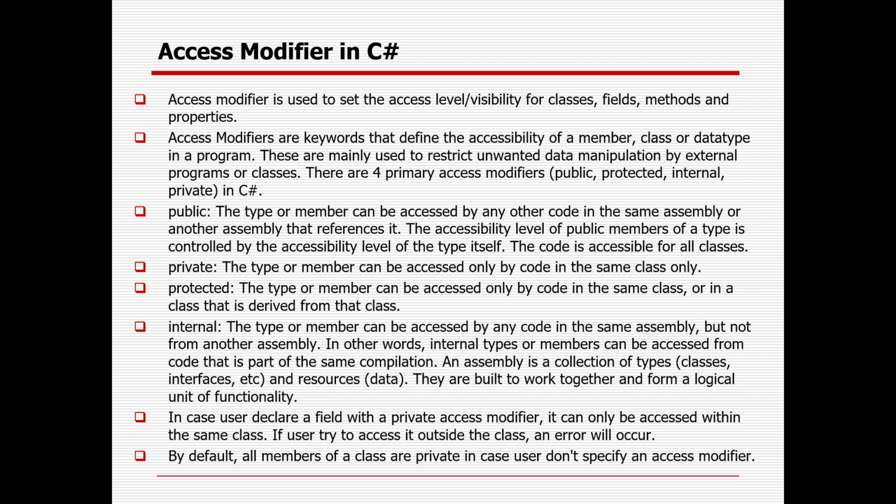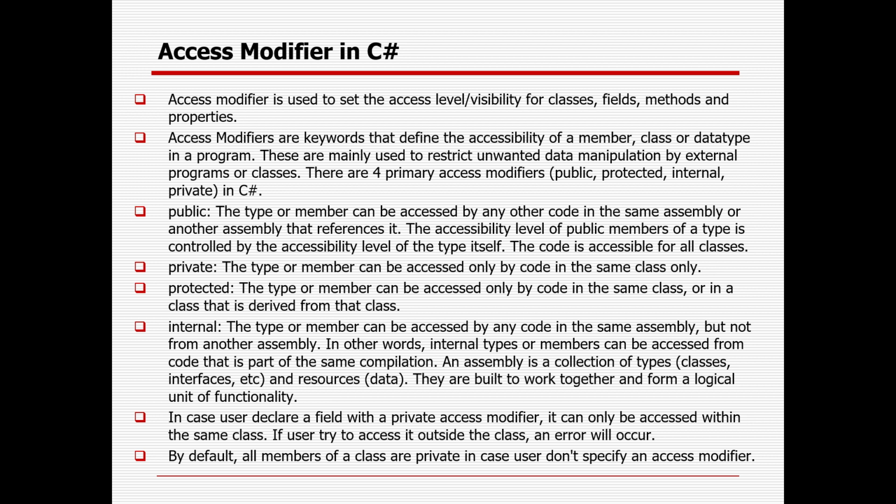Private: the type or member can be accessed only by code in the same class but not other classes. If you inherit the class into other classes, that is also not possible. You cannot access those private variables or methods in other classes. Protected: the type or member can be accessed only by code in the same class or in a class that is derived from that class.